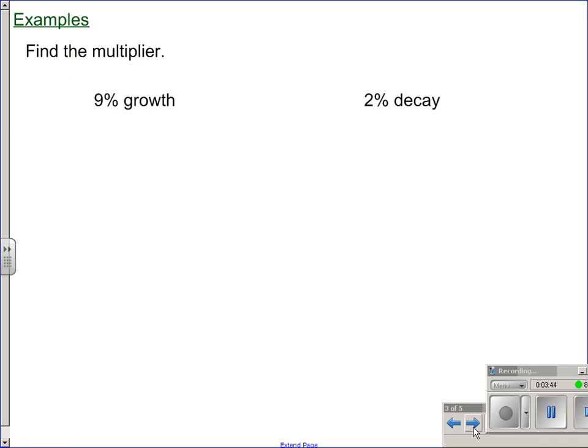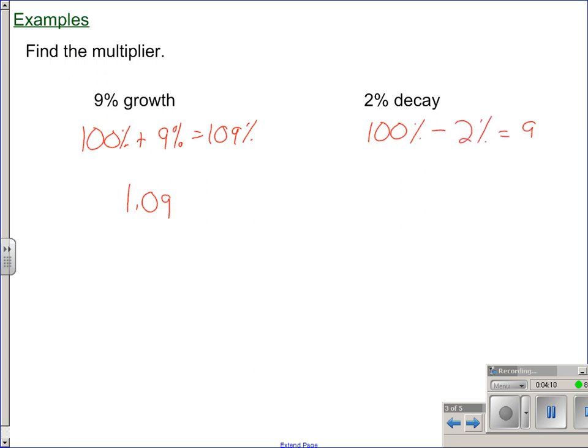All right, so a couple of examples. Find the multiplier. So if it's a 9% growth, you've got 100% of your value, you're adding 9%, for a whopping 109%, but the multiplier is 1.09. Just turning that into a decimal. For a 2% decay, same idea. 100% minus 2% is 98%. The multiplier would be 0.98, just moving the decimal 2 spots.